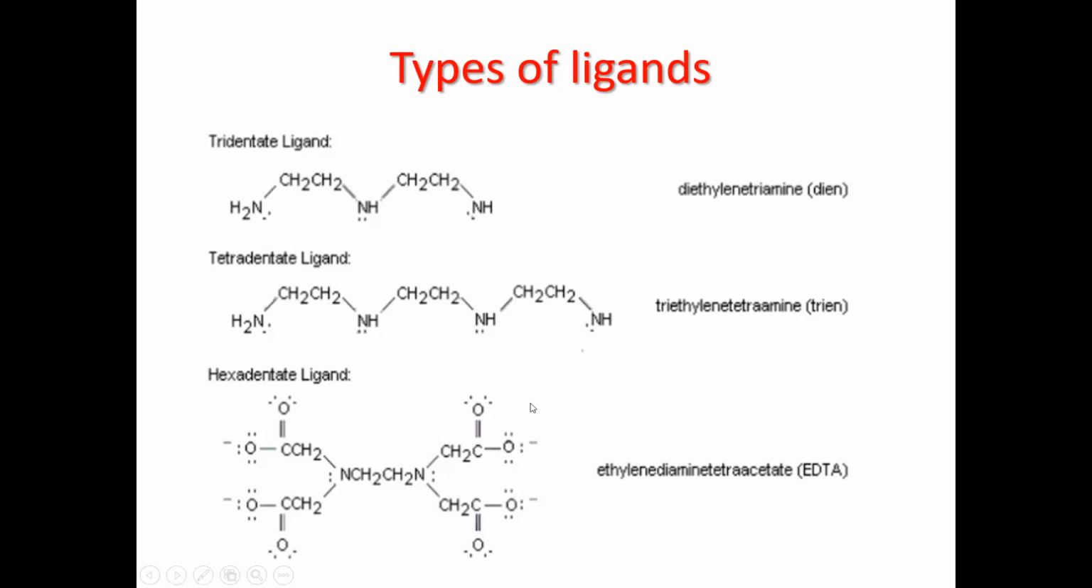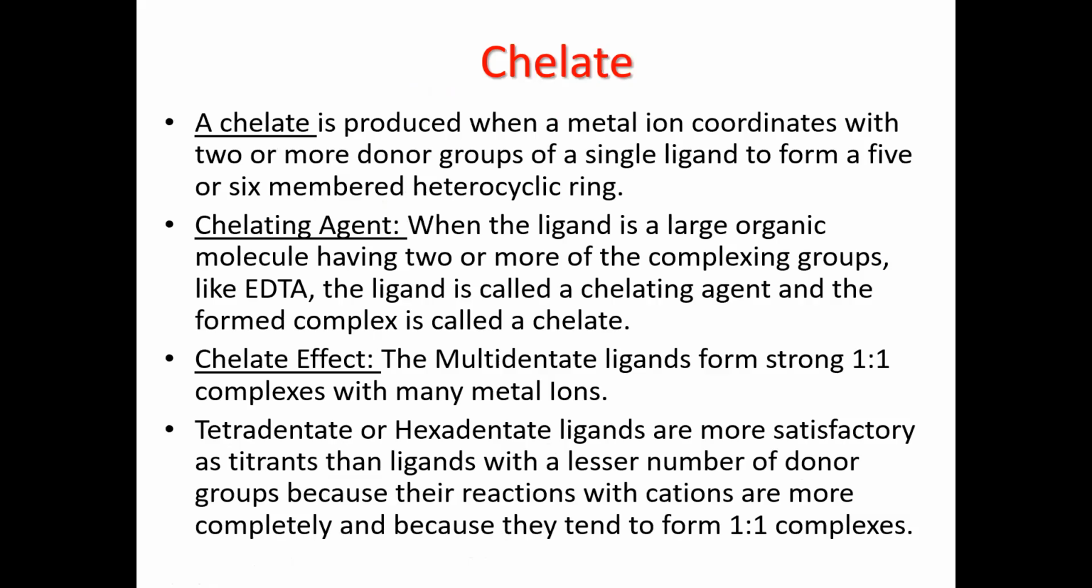And apart from these 4 tetraacetate groups, we also have the 2 amine groups. That's why it is diamine tetraacetate. So this makes 6 sites for binding to a metal ion. So when this happens, a chelate is always produced when a metal ion coordinates with 2 or more donor groups of a single ligand to form a 5 or 6 membered heterocyclic ring.